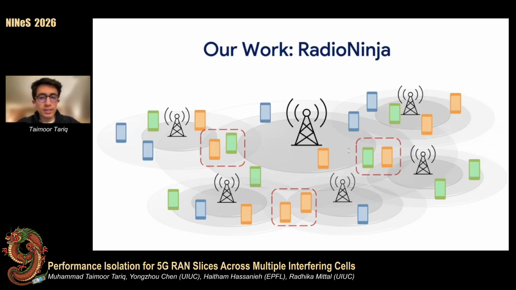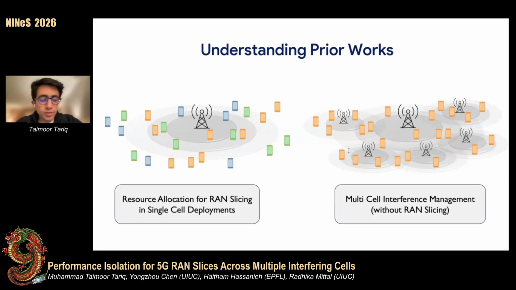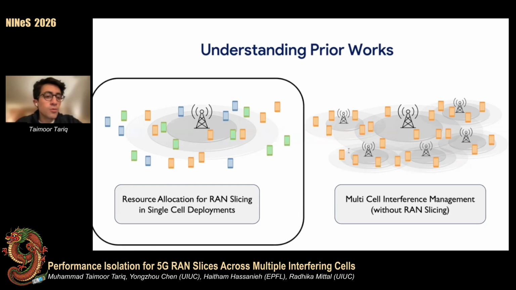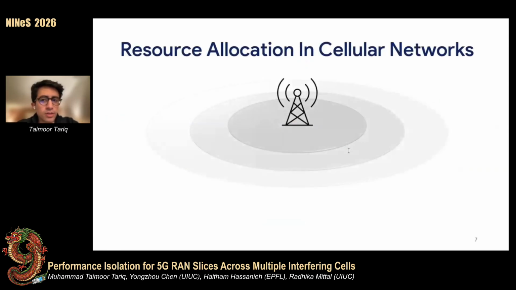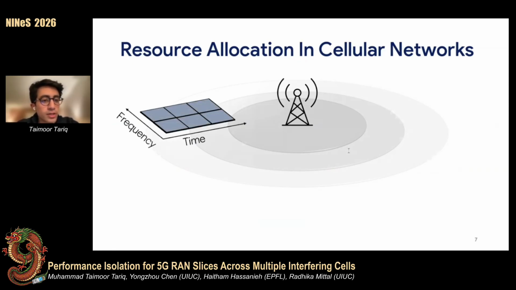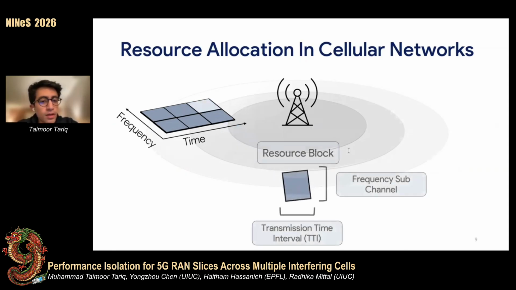Before diving into our work, let's start with some background. In order to understand the challenge of our problem, let me tell you how each of these concepts is dealt with individually. First, we'll look at how resource allocation works in cellular networks and particularly in RAN slicing. In cellular networks, you have a base station which covers a physical area. The resources that I'm talking about are arranged in this time-frequency grid. Each of these boxes represents a resource block, which is the smallest unit of allocation which can be done to a user. The y-axis represents the frequency subchannel, and the x-axis represents the time slot for which it is allocated, called the transmission time interval.